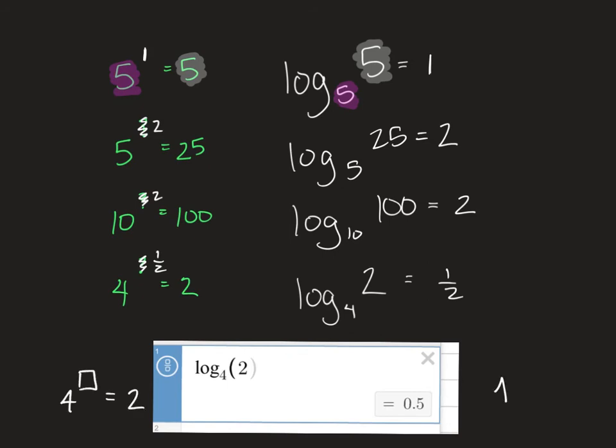Or heck, you could even say 4 to the what would give me 34, because I don't know what that number is. But if you plug that into a calculator, you could figure that out. That's kind of the point of logs: you'd rewrite this, you'd write log base 4 of 34 is equal to what number?